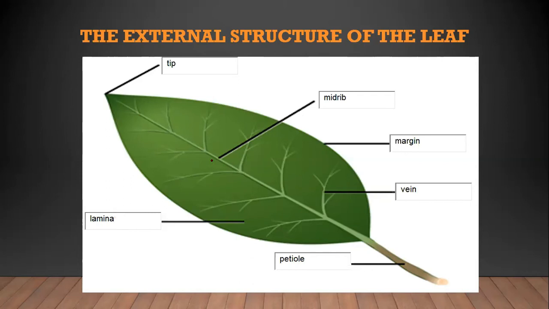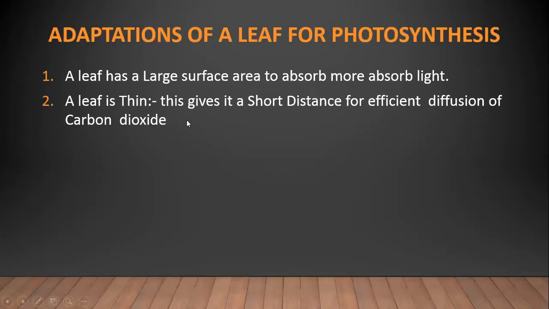All right, so those are some of the adaptations of the external structure of the leaf. In summary, let's see what we can conclude there. So we make a conclusion and we are saying a leaf has a large surface area to absorb more light.